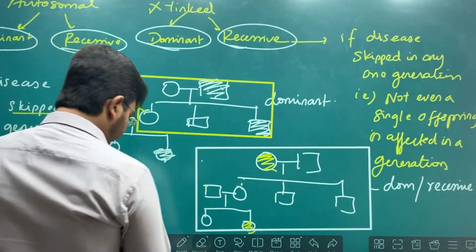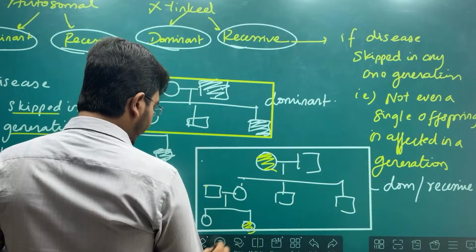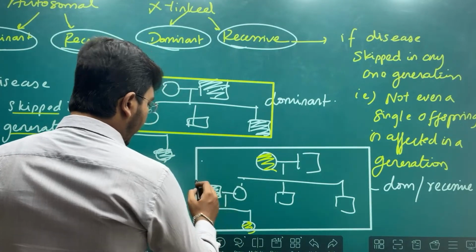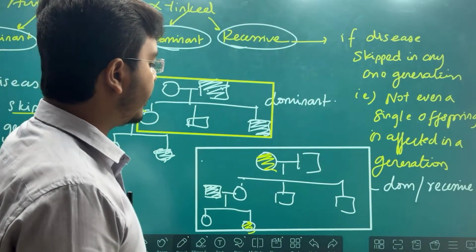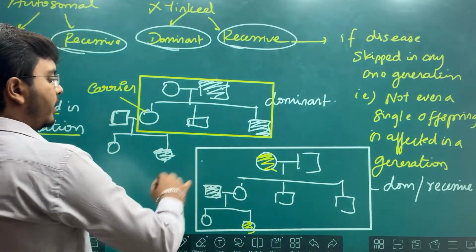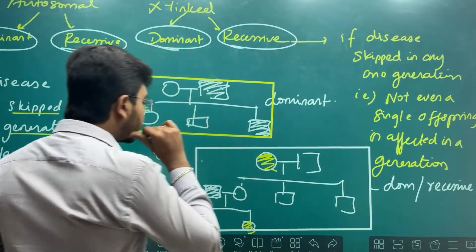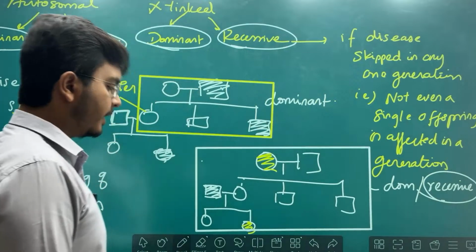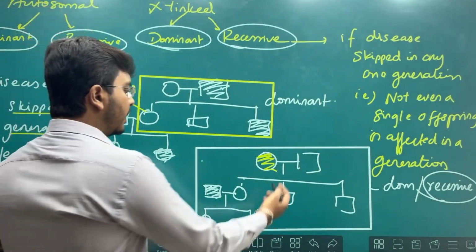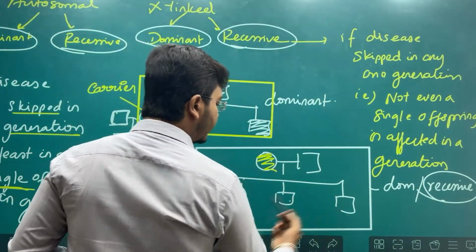Tell me. Let me make it easy for you. Let's say this father is affected. Now tell me, is it dominant or recessive? The answer is recessive. Why? Because the parents are affected, but none of the offsprings are affected.